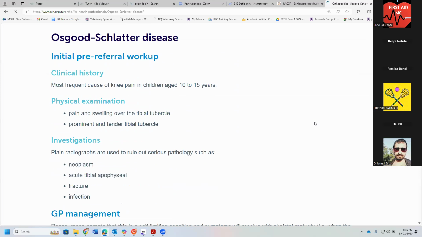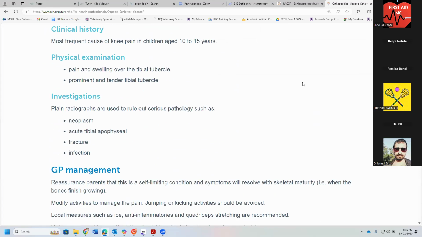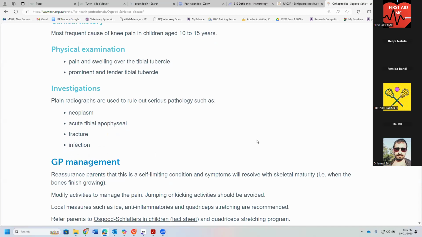Osgood-Schlatter disease is the most frequent cause of knee pain in children from the age of 10 to 15 years. There is pain and swelling over the tibial tubercle. It is a very prominent and tender tibial tubercle. We don't need to do any investigations, but you can do plain radiographs to rule out red flags like neoplasm, acute tibial epiphyseal fracture or infection.